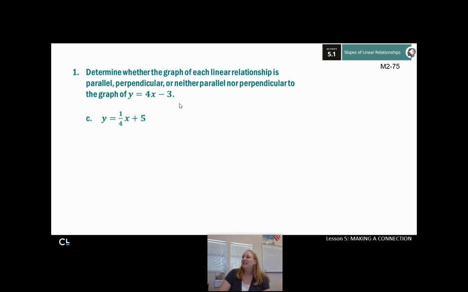Part C, determine whether the graph of each linear relationship is parallel or perpendicular. Oh, slopes. I need the slope. I need the average rate of change. Well, this one's a nice one because it's in general linear form. So sure enough, here is my slope right there, 1/4.